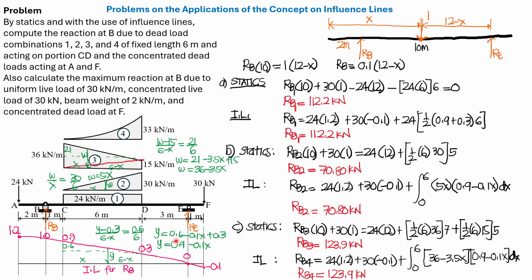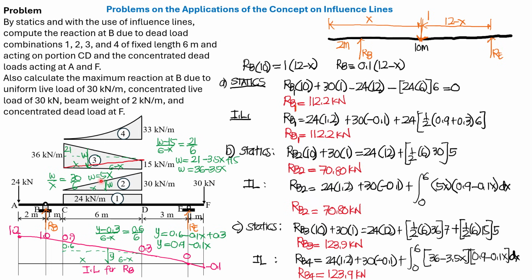So y therefore is 0.6 times, this is 0.1 times 6, so 0.6, then minus 0.1x, then plus 0.3. Then simplifying, y is 0.9 minus 0.1x. Then we check the equation for y. When x is 0, y is 0.9. When x is 6, 0.9 minus 0.1 times 6 is 0.3. So that means that's correct.